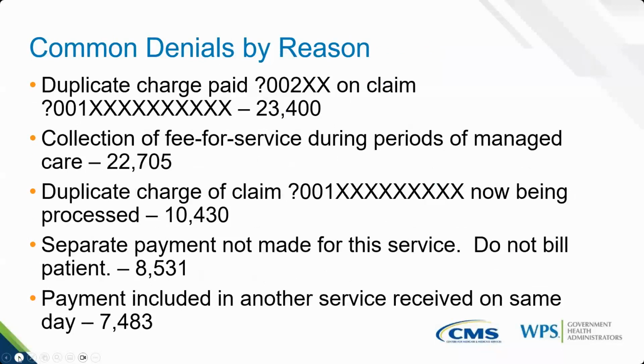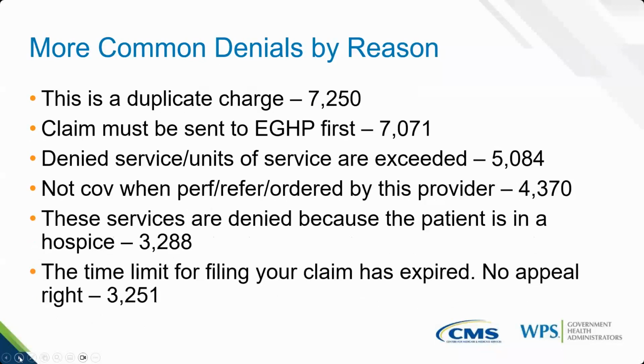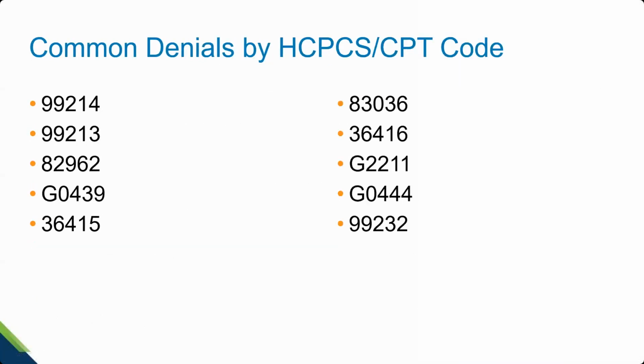All right. Here are the common denials by code for those services or those reasons that I just covered. Again, you're going to see some E&M out here, some AWV services. The G2211 is showing up there. That's that complexity code. And also a couple lab codes and some handling codes. So all those common denials by HCPCS codes.